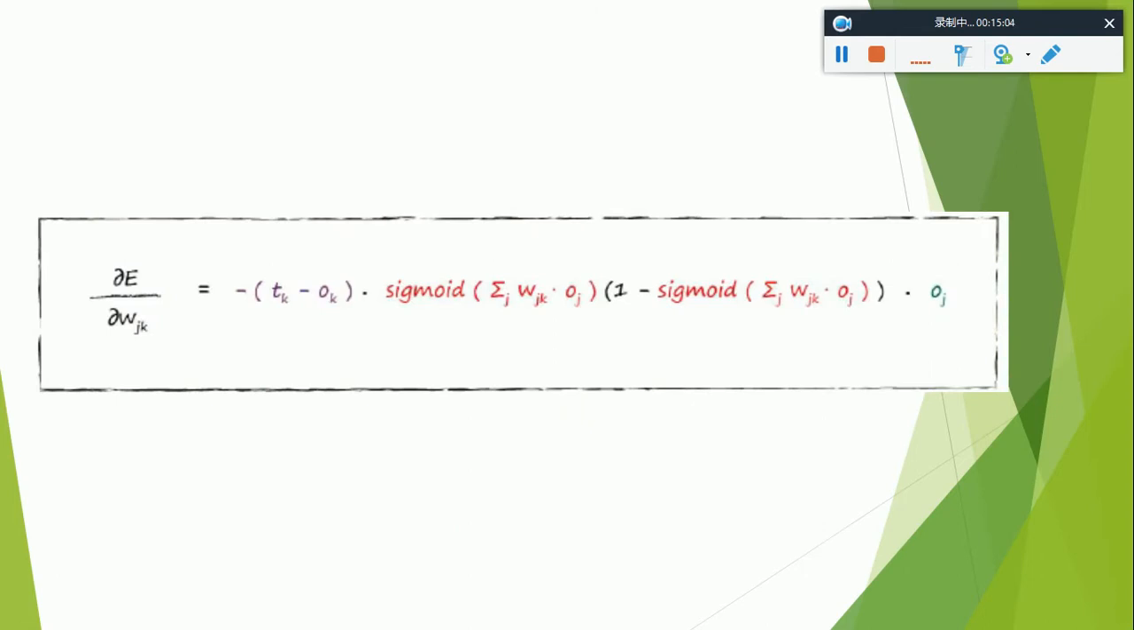Actually, these are the formulas we use. We take the derivative of the error function and we get these formulas. This formula is very useful in our coding, so you have to remember it. If you want to know more details about how we get these formulas, you can see the book Make Your Own Neural Network.